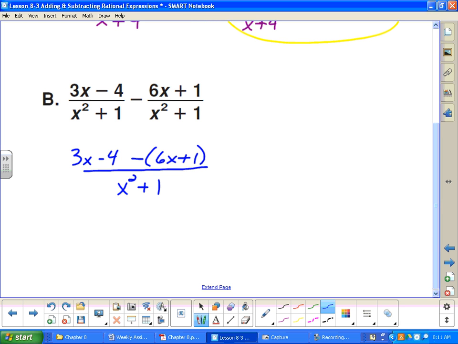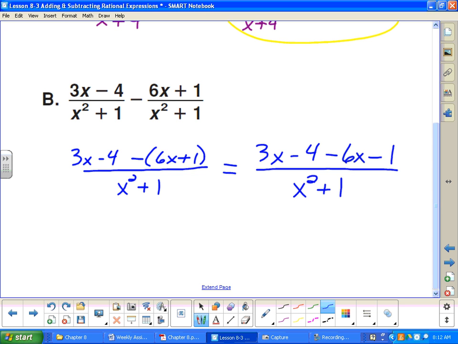Now, I want to make sure that I put minus that whole quantity, because you got to remember that it affects the whole thing. So you're better off to actually write it like that first of all, go the extra step so that you don't make a mistake of forgetting to change a sign. So then this is 3x minus 4. I distribute the negative, so I get negative 6x minus 1 over x squared plus 1.